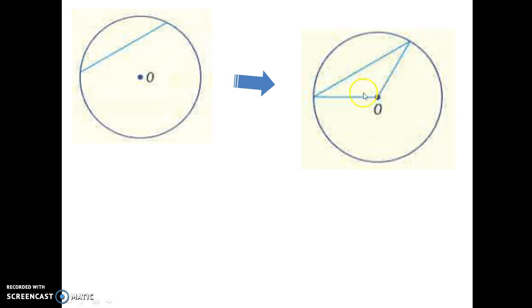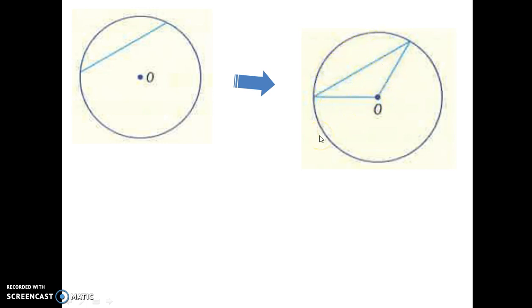Okay, well I hope you remember your triangle names or classifications. This is an isosceles triangle. An isosceles triangle is one that has 2 sides that are the same length. And in this one, since this is a radius and this is a radius, those are the same length. So this must be an isosceles triangle.